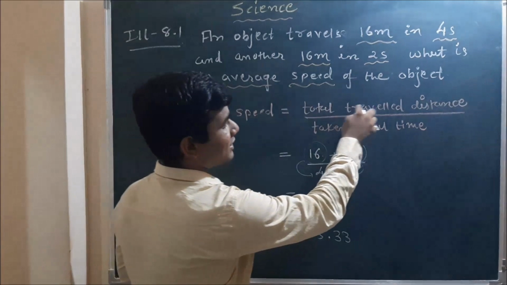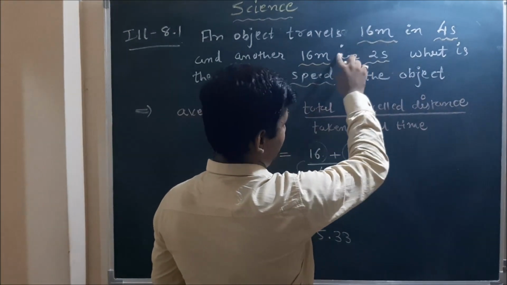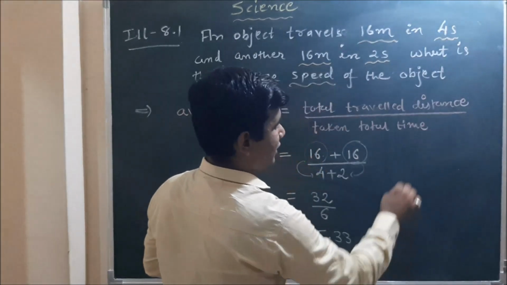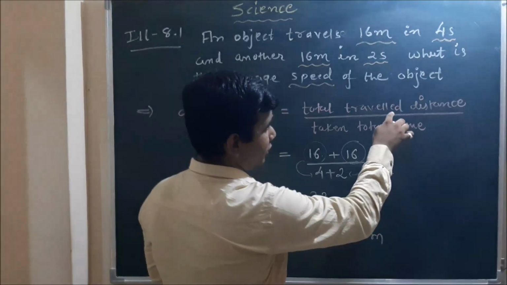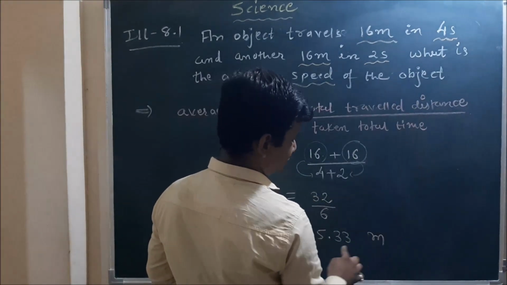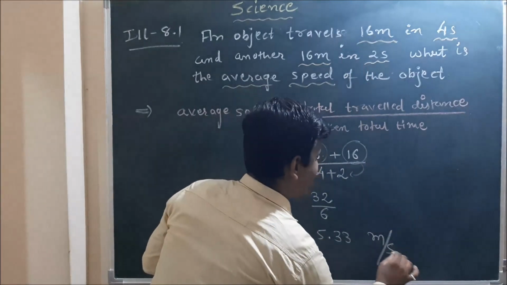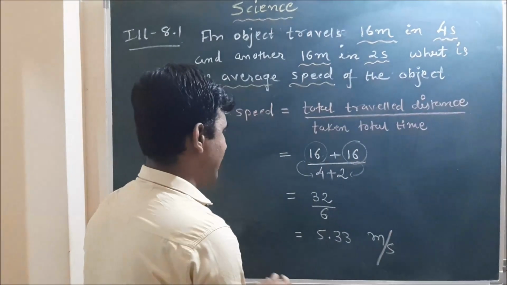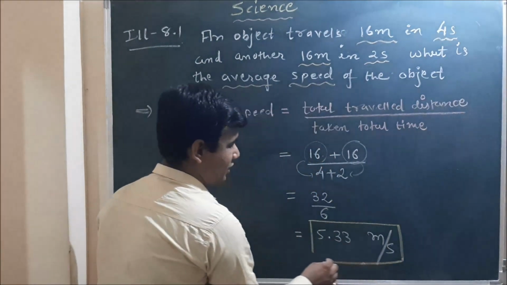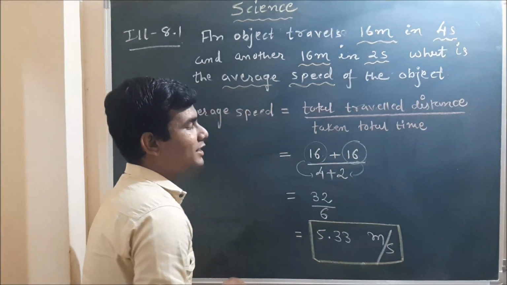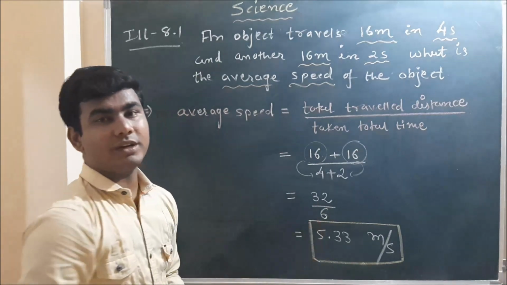Here the total distance traveled is distance, right? In which unit is distance? It is in meter. And time taken is in second. So our unit will be unit of distance upon unit of time. The unit of distance is meter, and the unit of time is second. So this way we get our answer, 5.33 meter per second. So the average speed of the object will be 5.33 meter per second.